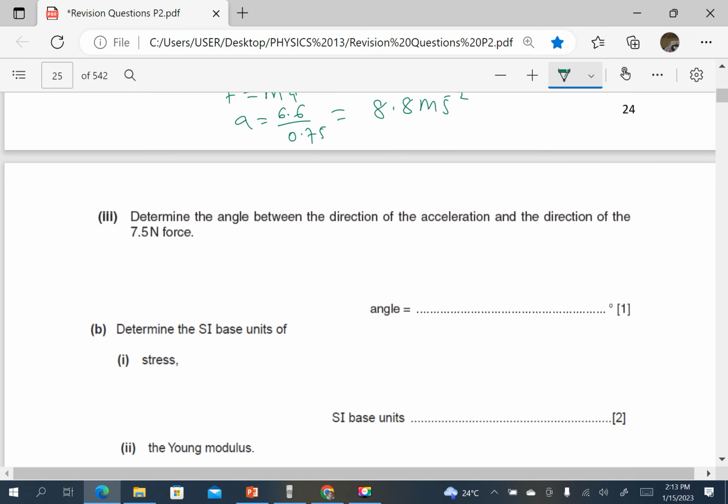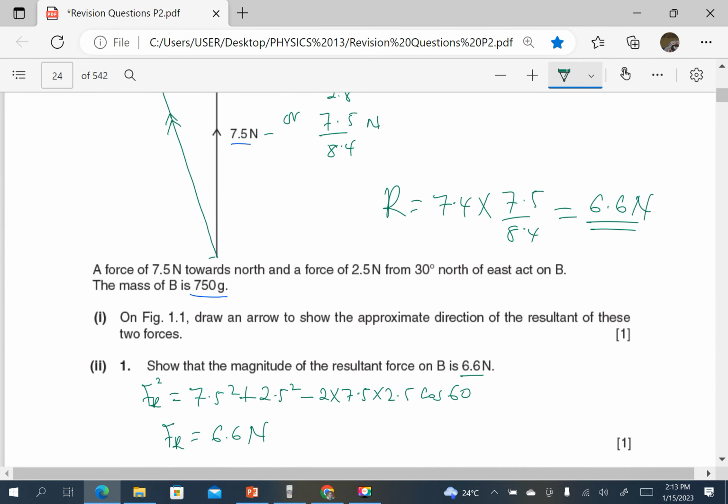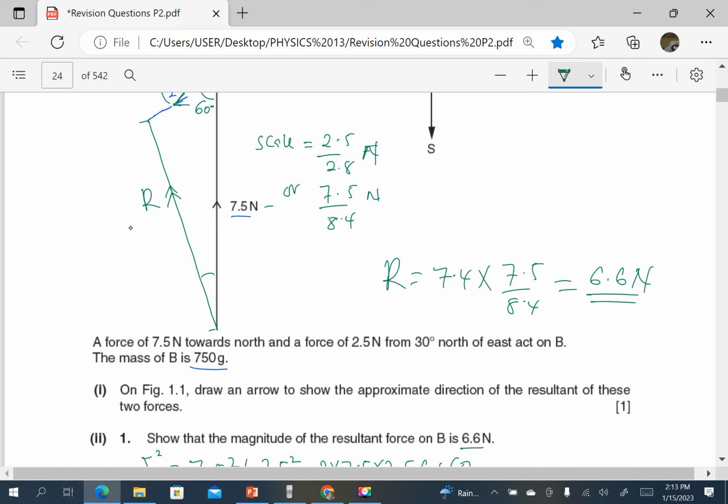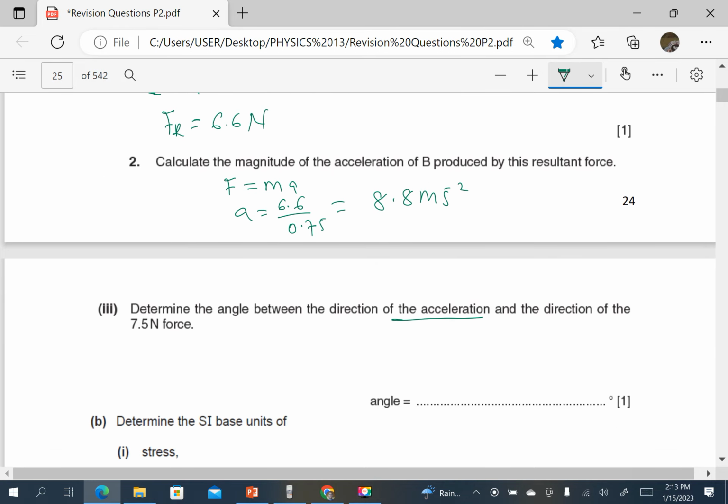Determine the angle between the direction of the acceleration and the direction of the 7.5 newton force. Of course, the acceleration is in the same direction as the resultant force. If I don't want to calculate, I can use a protractor and measure that angle. The angle we want is that one, theta. Let me first use a protractor. I put my protractor there. Because I drew this on a computer, my answer may not be very accurate, but at least, that is 10, 15, 16, 17, 18. So theta is equal to 18 degrees from the scale diagram.